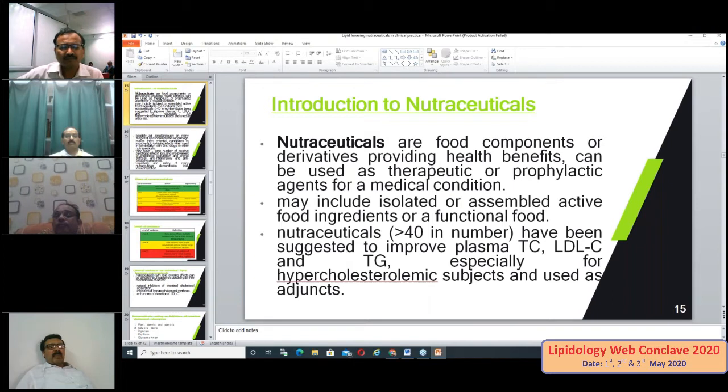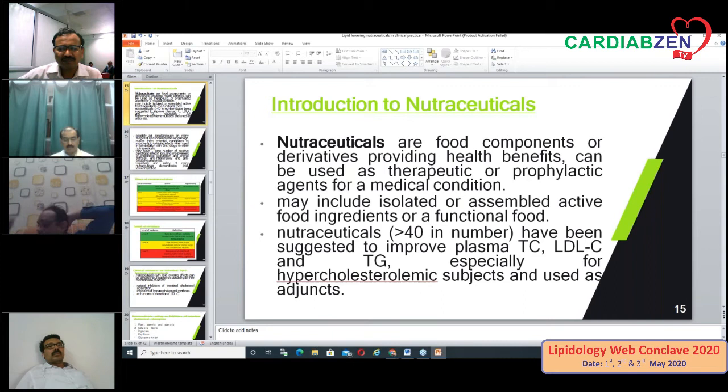They have been suggested to improve plasma cholesterol, LDL cholesterol, and of course triglycerides, especially for hypercholesterolemic subjects, and are used as adjuncts to most lipid-lowering therapy. Mind you, they can be used as adjuncts. There is hardly any medical evidence as of today that they can be utilized in isolation as a sole medical management tool for treating hypercholesterolemic subjects.